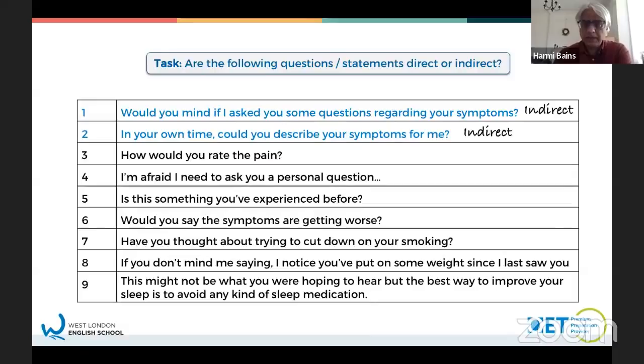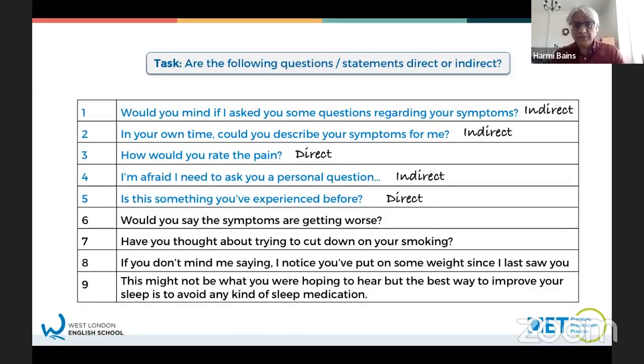How would you rate the pain, number 3? Yeah, this is a direct question. Number 4, "I'm afraid I need to ask you a personal question." Yeah, you can see that "I'm afraid" makes it indirect as well. But again, another nice way of asking a personal or sensitive question, if your patient is upset or needs reassurance. Number 5, "Is this something you've experienced before?" Yeah, this is a direct question.